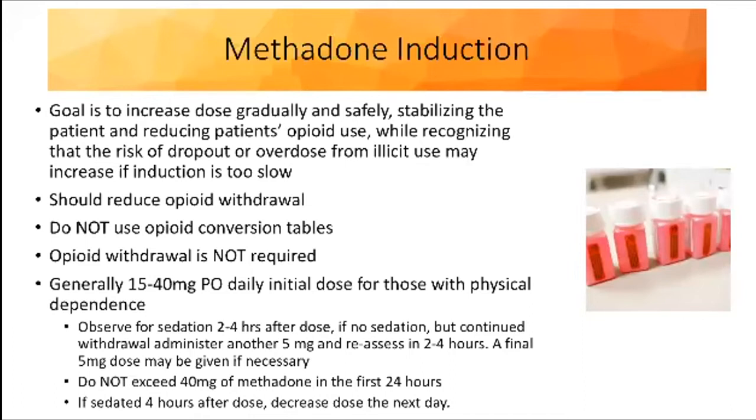Generally in the acute setting, if you do have withdrawal, you start somewhere between 20 to 30 milligrams with a maximum first daily dose of 40 milligrams for those with physical dependence. You want to observe for sedation after each dose, about 2 to 4 hours. If there's no sedation but continued withdrawal, you can give 5 milligram as needed PRN doses, reassessing every couple hours. And then if they're sedated 4 hours after the last dose, you can decrease the next day total dose. Still, you can titrate up, but you may just want to take your time a little more. The sedative effects can stack.